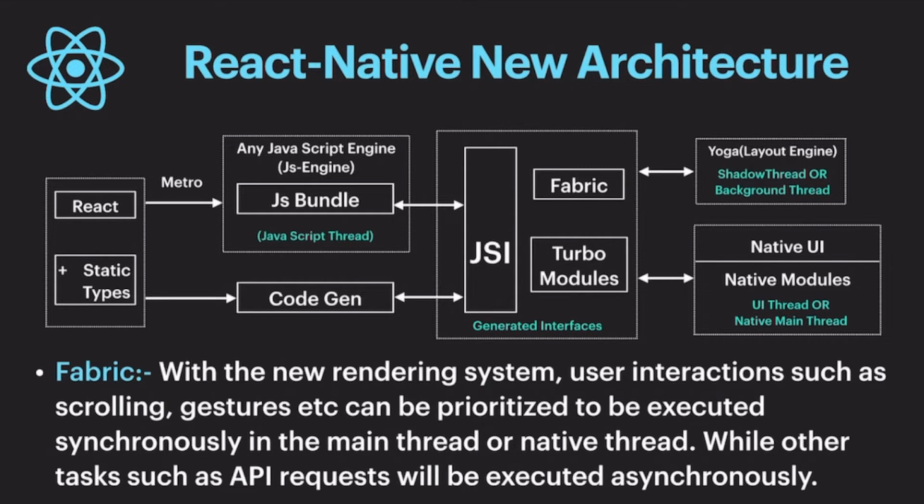So with the new rendering system, user interactions such as scrolling and gestures can be prioritized to be executed synchronously in the main thread or native thread, while other tasks such as API requests will be executed asynchronously. So that is the main point of Fabric.